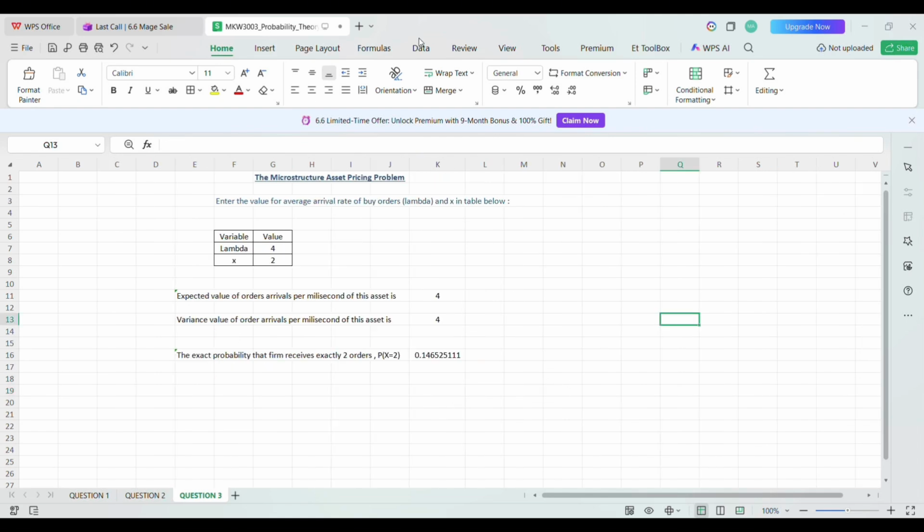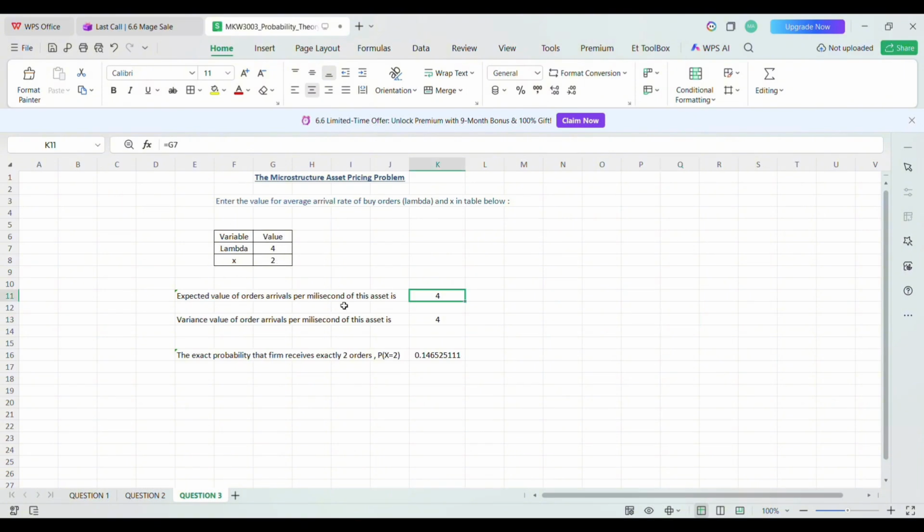For the last question, we have to solve the microstructure asset pricing problem. The question is about a high frequency trading firm that models the arrival of buy market orders using a Poisson distribution. The average arrival rate of buy orders is lambda equal to 4 orders per millisecond. The question wants us to find the expected value and the variance of order arrivals per millisecond for this asset. On the screen right now, we have to enter the average arrival rate of buy orders, which is lambda, and the value of x in the table below.